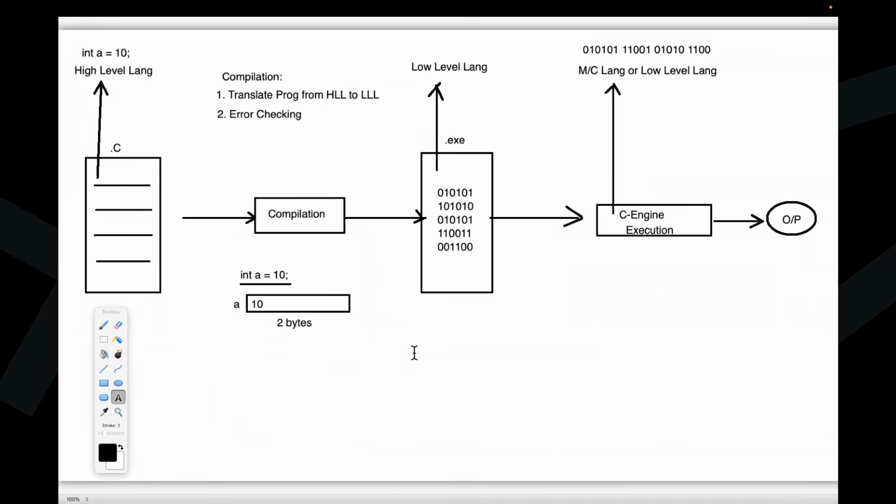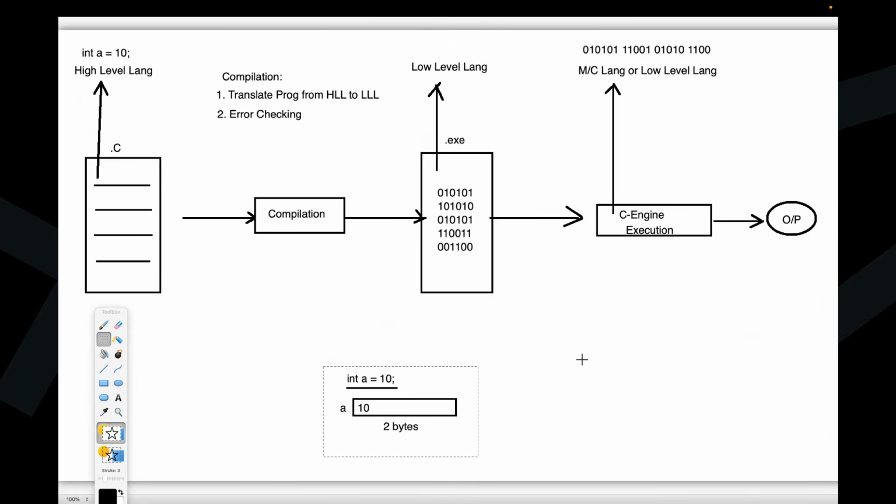When we process the int a = 10 statement, what is going to happen internally? Internally, 2 bytes of memory will be allocated for a. In the 2 bytes of memory, the value 10 is going to be stored. It means that memory allocation is performed or not? Please confirm to me.